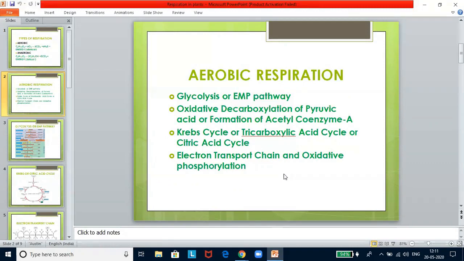So they can give you examples like glycolysis or the EMP pathway, Krebs cycle. Like this, you had to select the correct choice. Pathway, Krebs cycle or tricarboxylic acid cycle or citric acid cycle. So you had to remember.